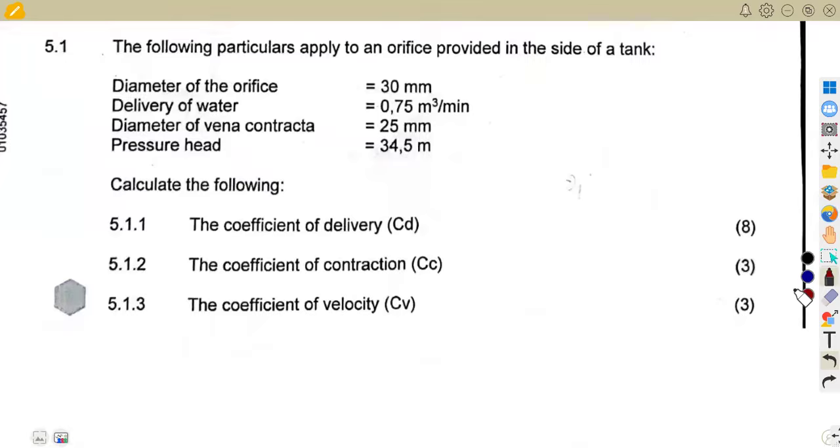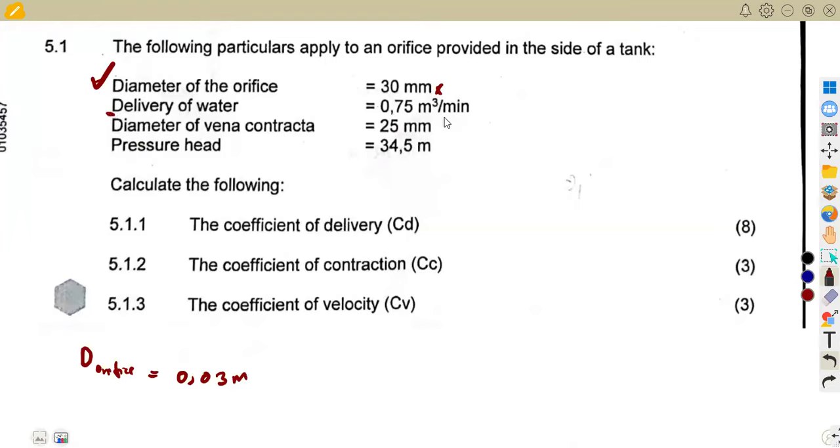Of the orifice, which is the one where we are going to obtain the theoretical values. If you're talking about theoretical area, it is from the orifice. So we've got the diameter of the orifice. Let me just write it down here. This is the diameter of the orifice, which is in meters. If you divide by 1,000, that is going to be 0.03 in meters.